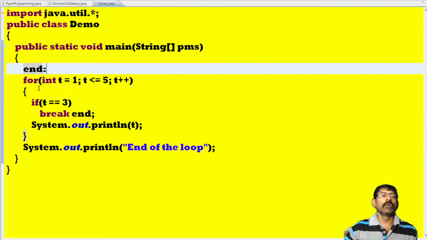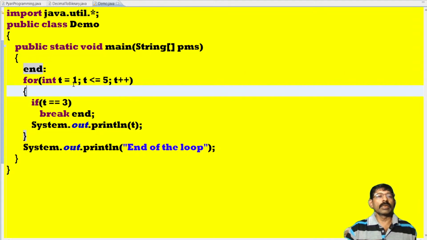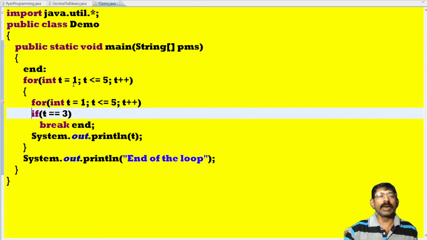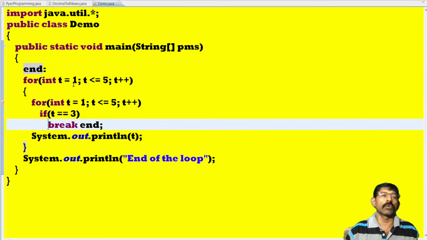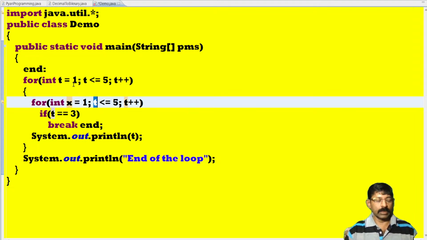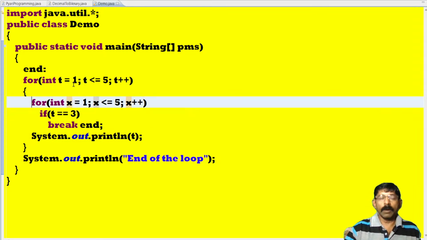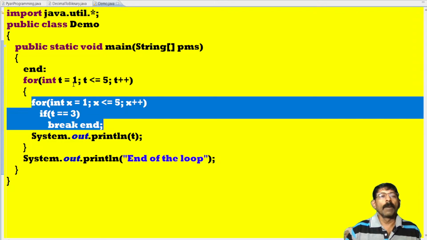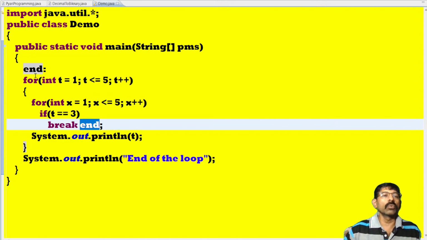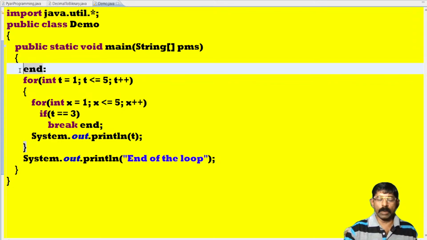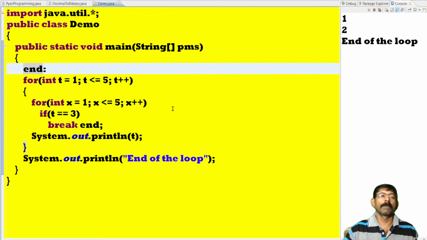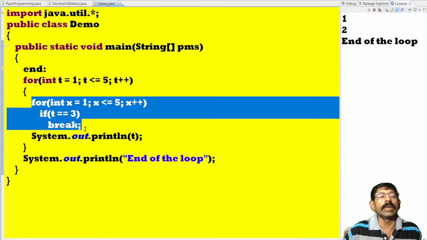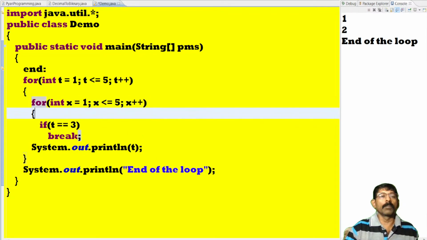It is helpful for nested loops. In some cases we have seen that it normally takes the control out of the inner loop, but it will take the control out of the outer loop also. Look at this. I am saying x is less than 5, x++. Normally the break will take the control out of the inner loop, but this label will take you out of the outer loop. That is the benefit of this label. Look at this. 1 2 end. But if I use simply break, it will take the control out of the inner loop only. Just I am showing you. I am putting in bracket.